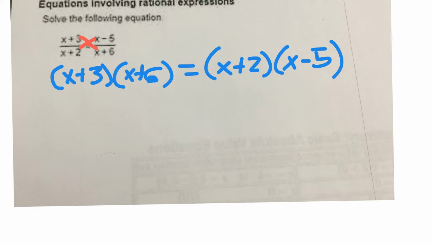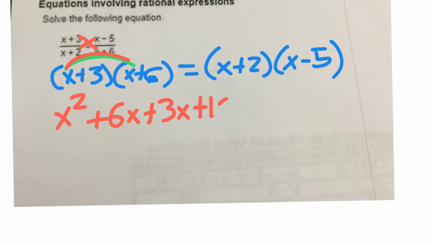Now we've got two parentheses being multiplied by each other, so we distribute. X times x is x squared. X times 6 is 6x. 3 times x is 3x. 3 times 6 is 18.